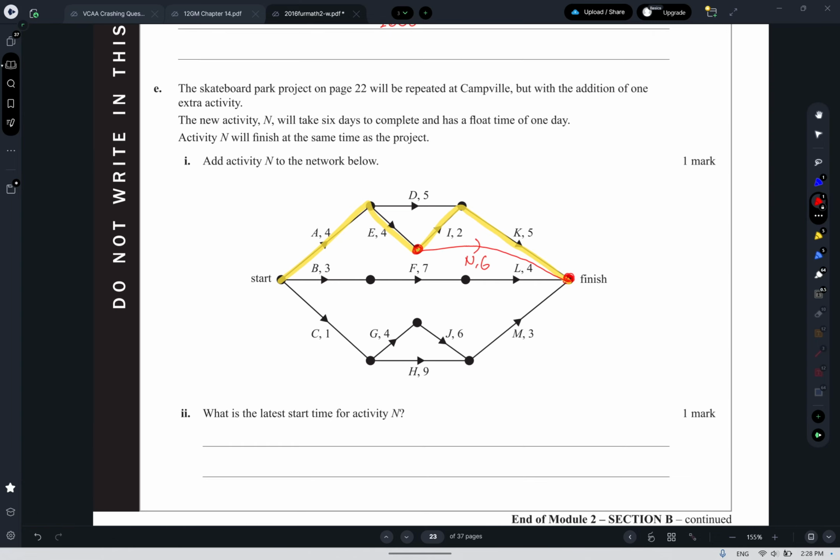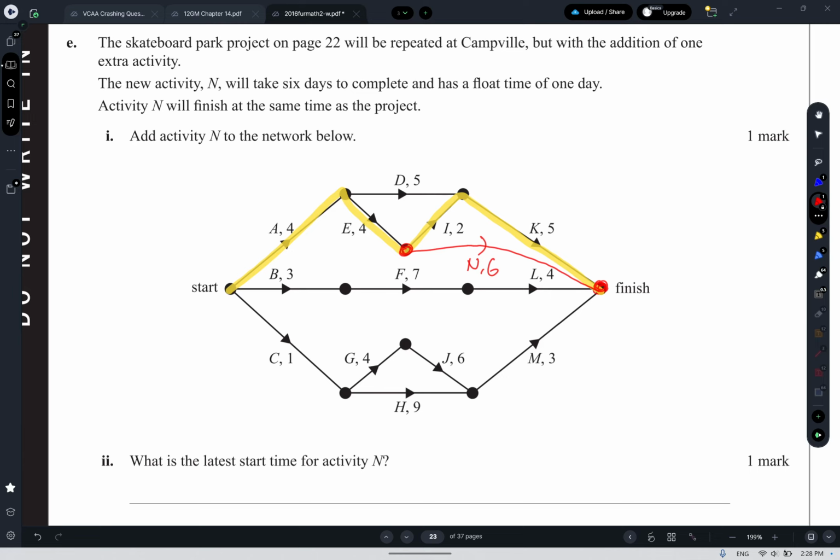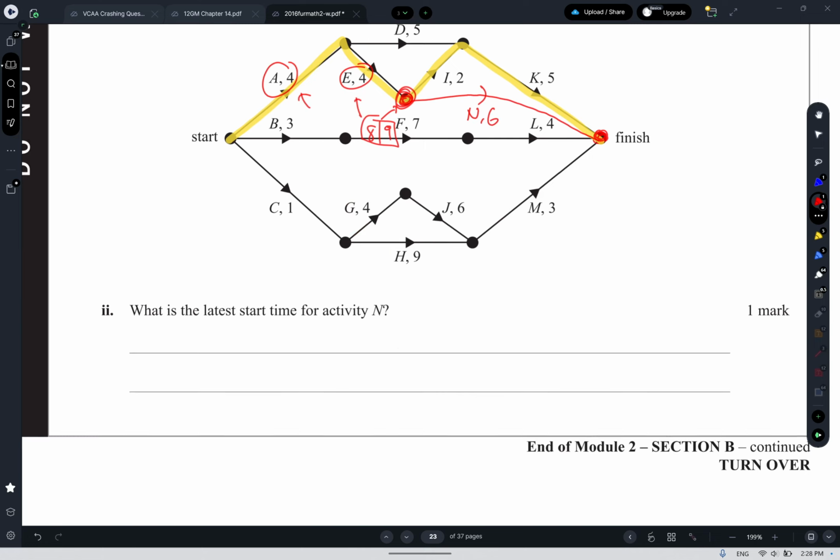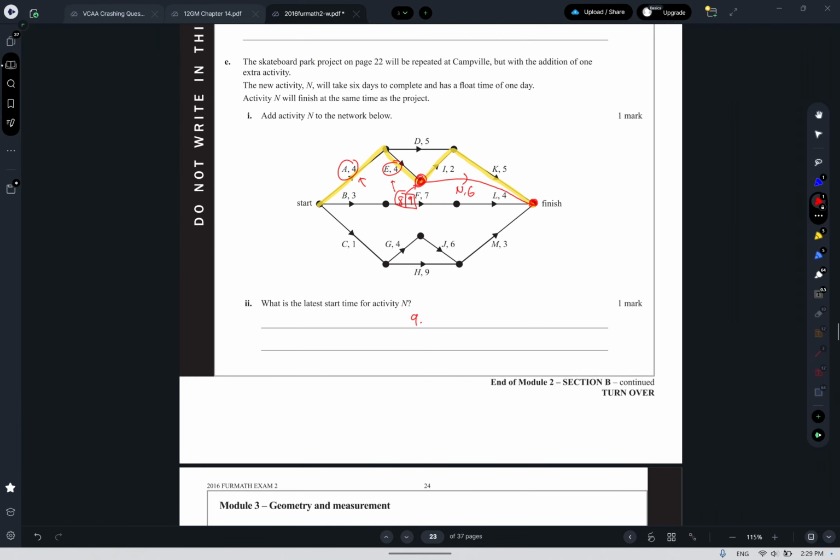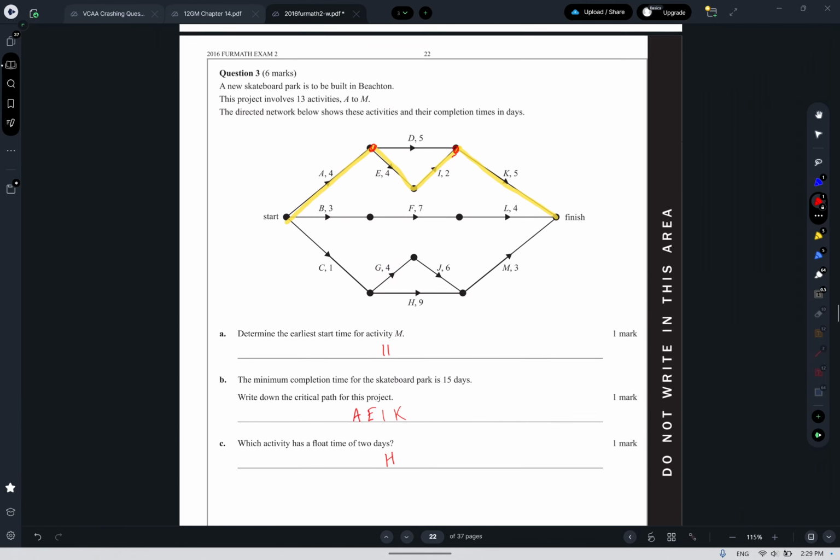For the latest possible time that we could start activity N: 4 plus 4 is 8 to get to activity N. It takes 6, which would be 14, so I have a float of 1. The float is the difference between EST and LST. I know the EST is going to be 8, and then the LST must be 9, since I had a float of 1. So the latest time I could start it would be 9 days. A little bit tricky, but that's the question. Hope that helps, and I'll see you in the next one.